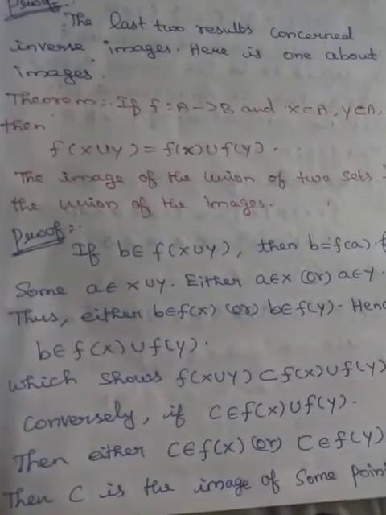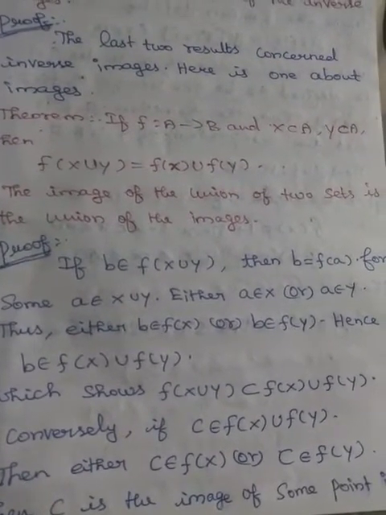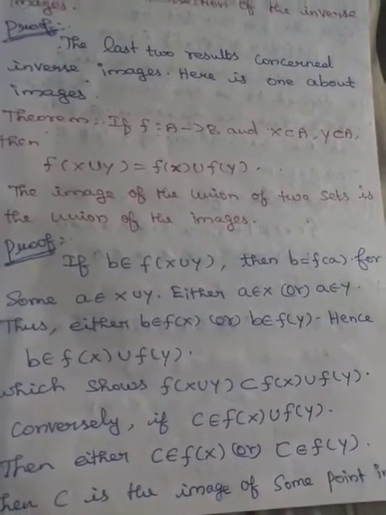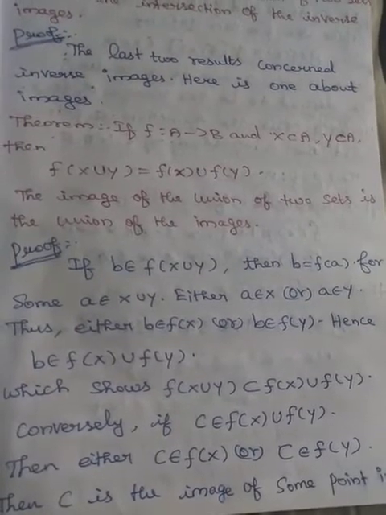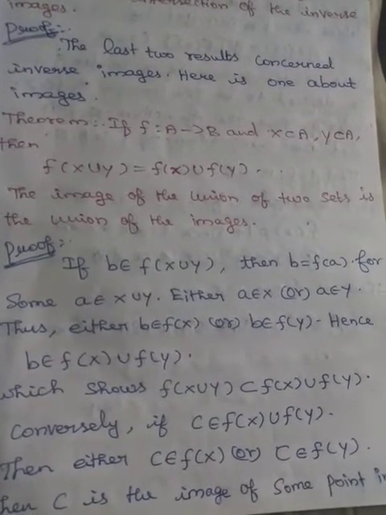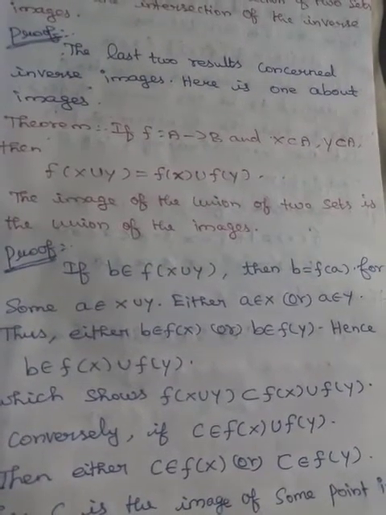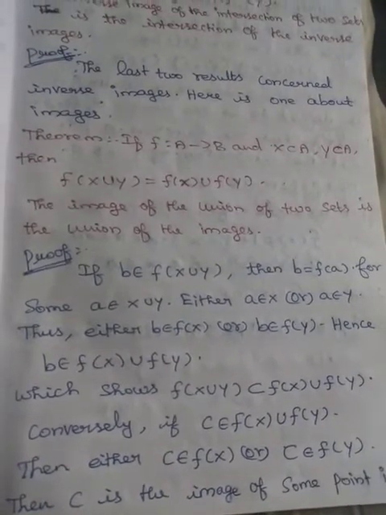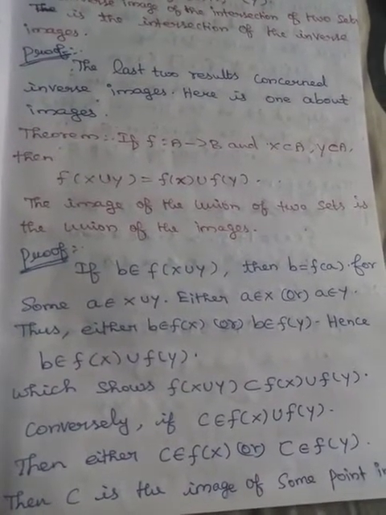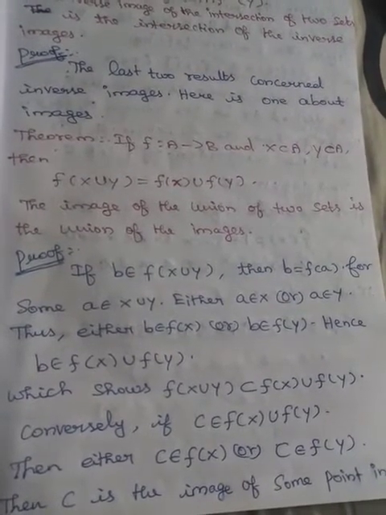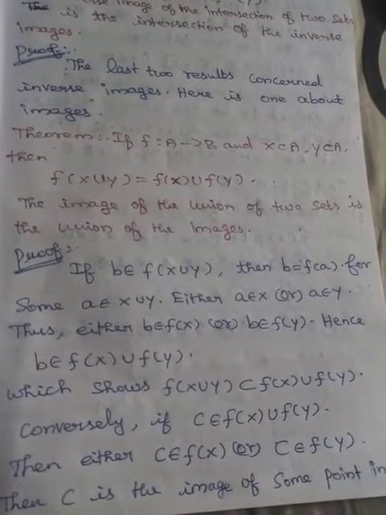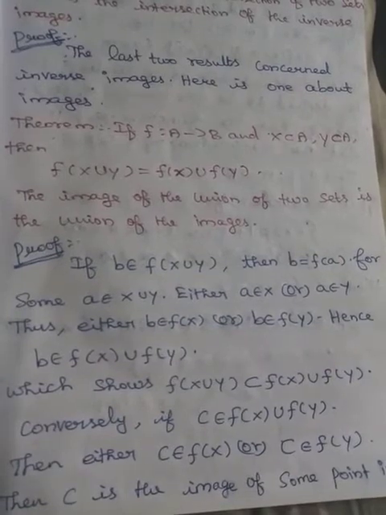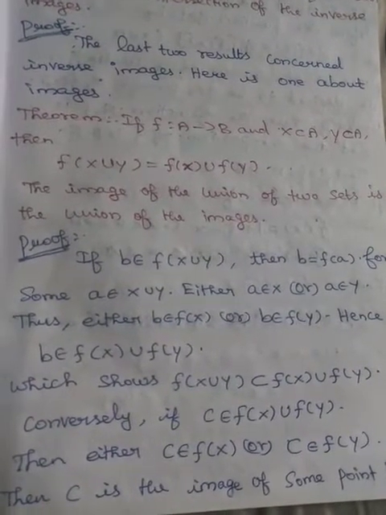Proof: If b belongs to f(X ∪ Y), then b = f(a) for some a belonging to X ∪ Y. Either a belongs to X or a belongs to Y. Thus either b belongs to f(X) or b belongs to f(Y). Hence b belongs to f(X) ∪ f(Y), which shows f(X ∪ Y) is contained in f(X) ∪ f(Y).